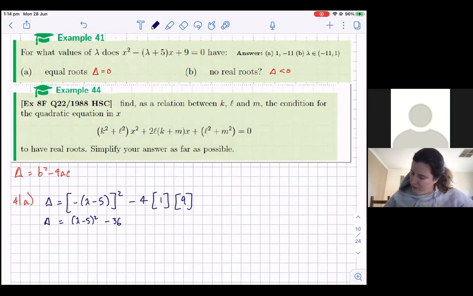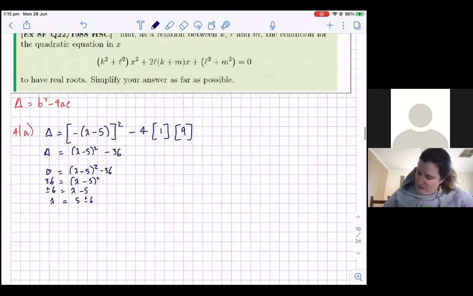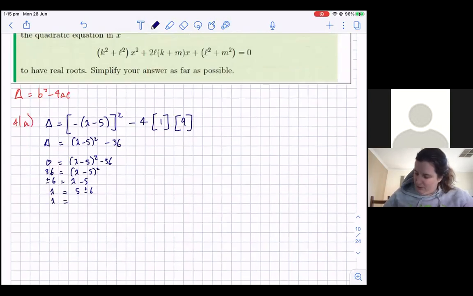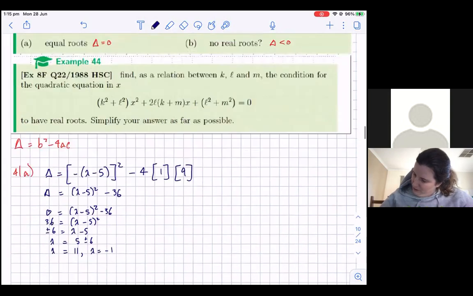Now for it to have equal roots, that's when it's 0. So that means 0 is lambda take 5 squared take 36. So 36 is lambda take 5 squared, square root it, we've got plus minus 6 equals lambda take 5. So lambda equals 5 plus or minus 6. So those 2 answers: 5 plus 6 is 11, 5 take 6 is -1.